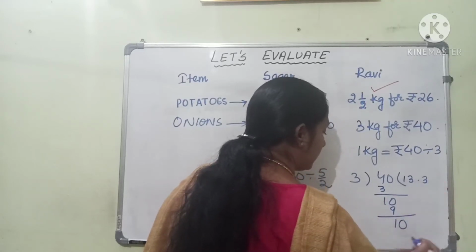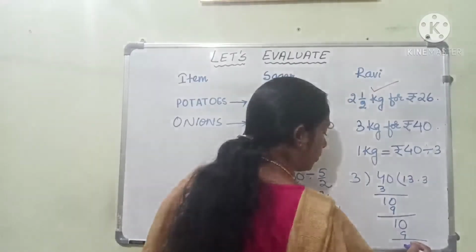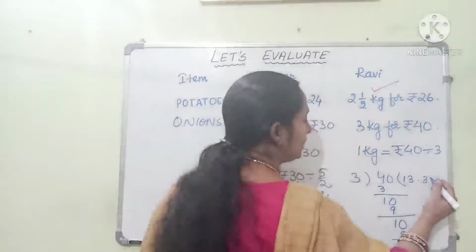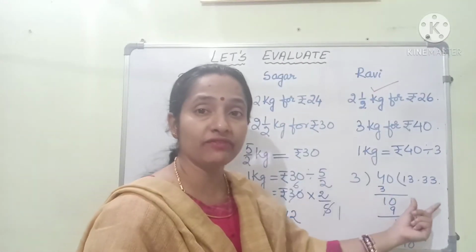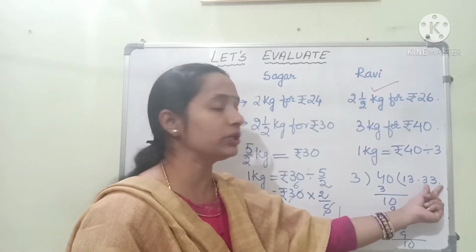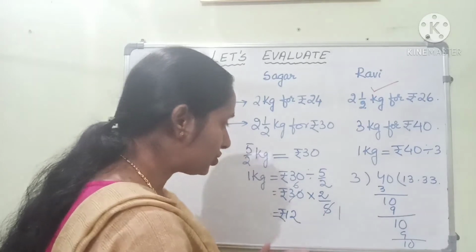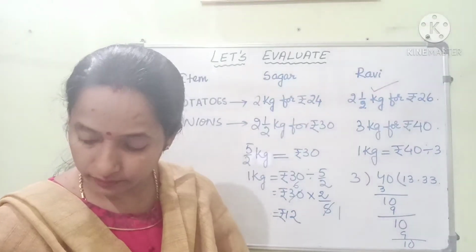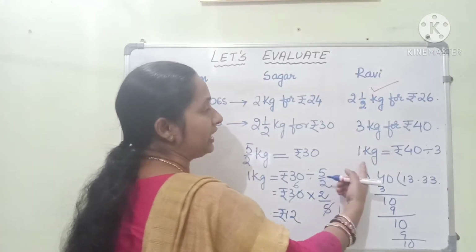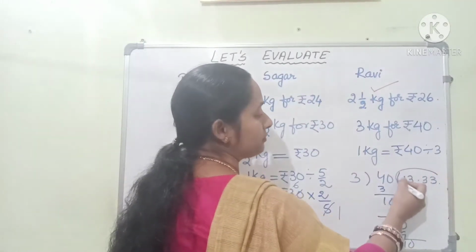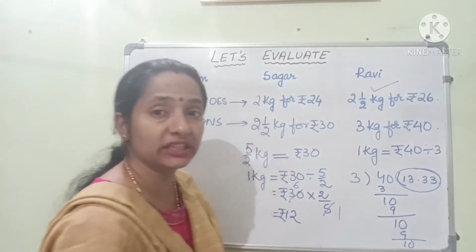Again 3 threes are 9. So we are getting a non-terminating decimal number. As we are dealing with money, we will take only 2 digits in the decimal part. So here the cost price of 1 kg onions is approximately 13 rupees 33 paise.